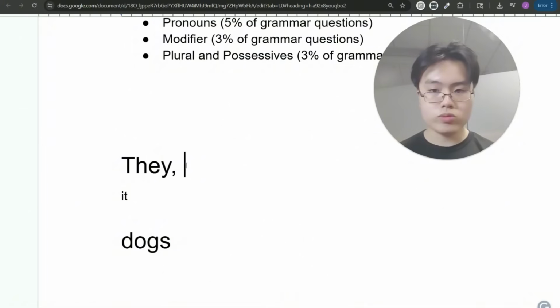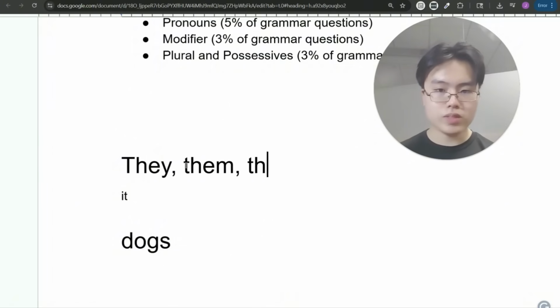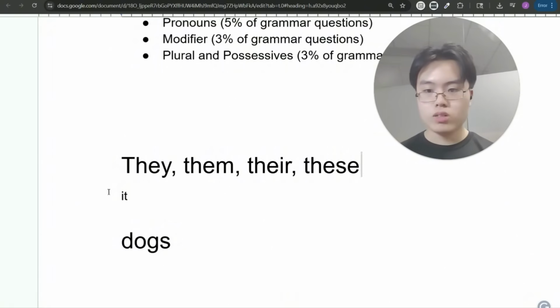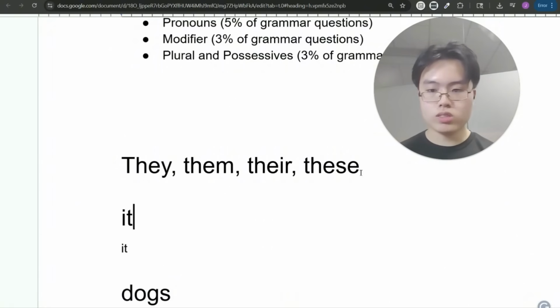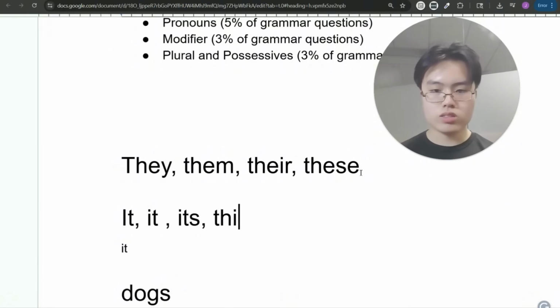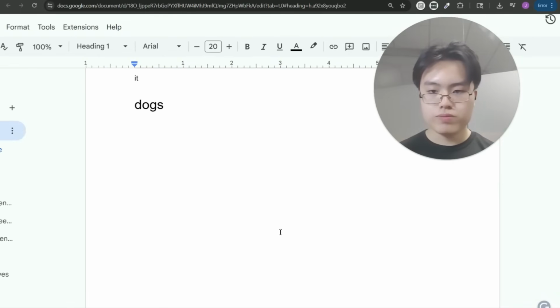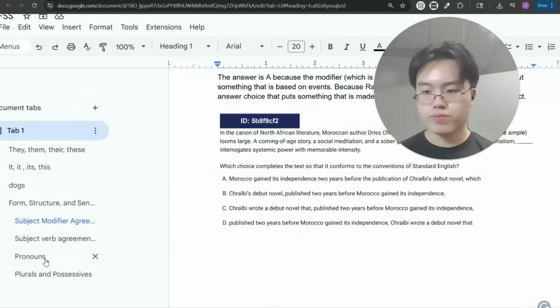Now these also have different versions. So they, them, their, these. These are just plural versions. And then these are the corresponding singular versions of those. So they, it, them, it, their, its, and these, this. Okay. So you should be able to see one of these two on every single pronoun question. You just have to be picking between one of these. So this is the singular version of these, right? And its is the singular version of their. Okay, hopefully this is making sense. So let's go solve that one pronoun question.